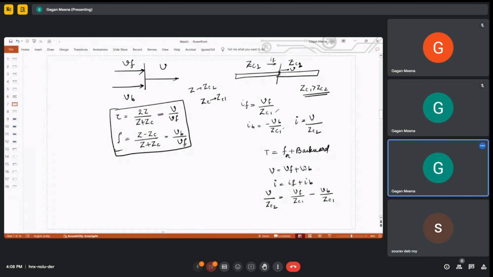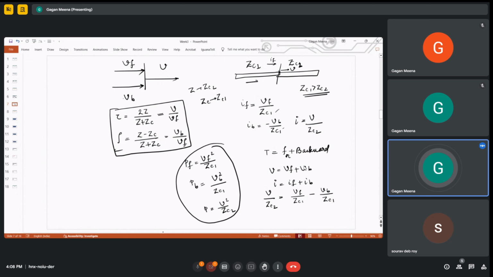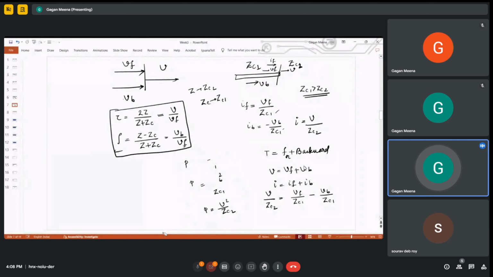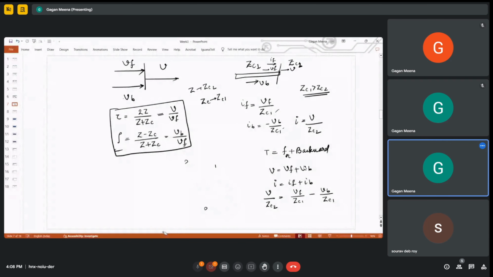So the forward power will be V forward square divided by ZC1, the backward power will be V backward square by ZC1, and the transmitted power will be V square by ZC2. This is V backward, we have V forward, and V is the transmitted. So transmitted is equal to forward plus backward.